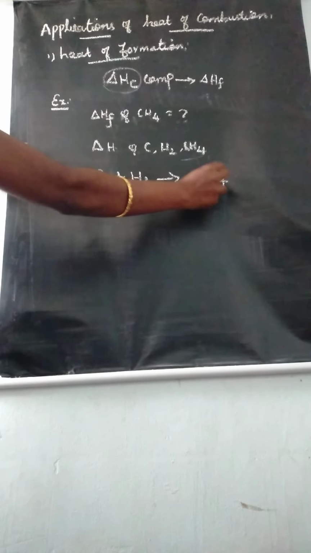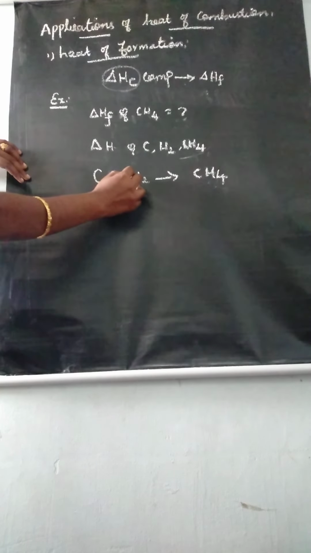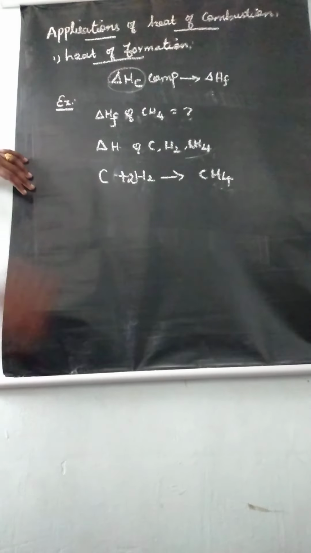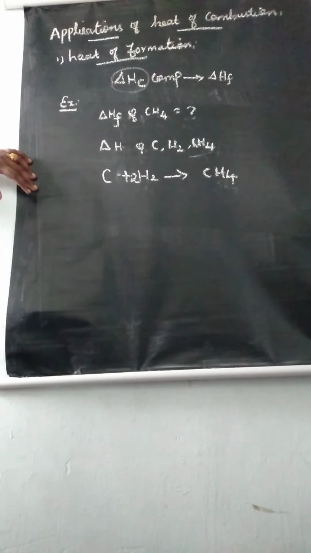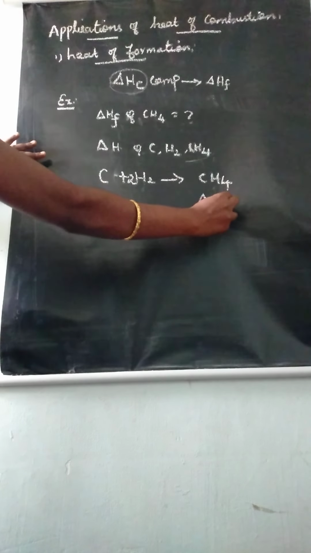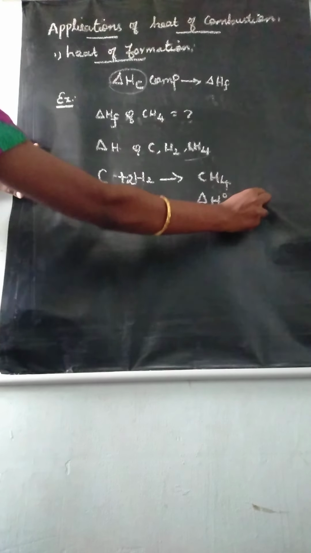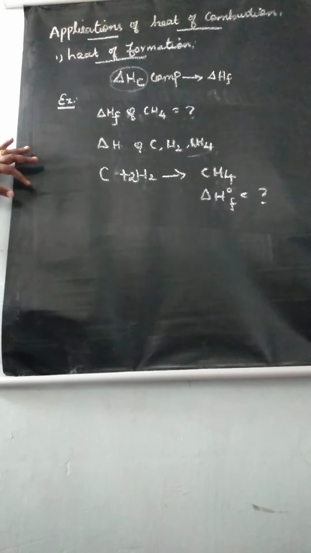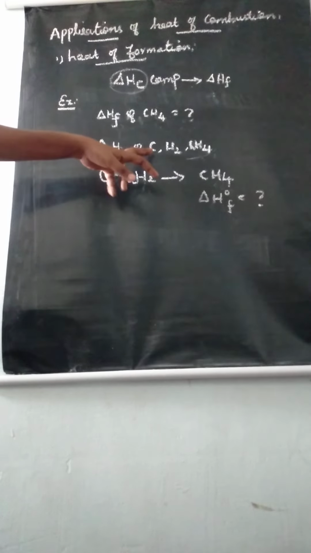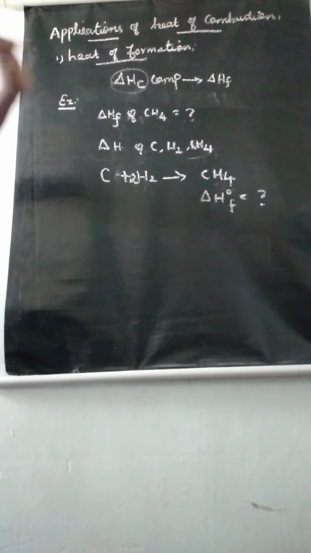How can we prepare methane? Carbon reacts with hydrogen to form methane. Here 4 hydrogens are present, so you write 2 H2. So we are going to calculate the delta H value of methane, the heat of formation of methane, from the values of carbon, hydrogen and methane.